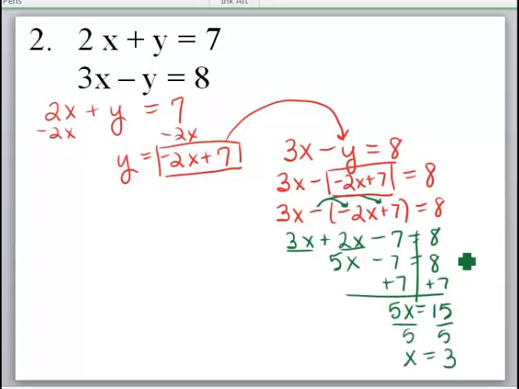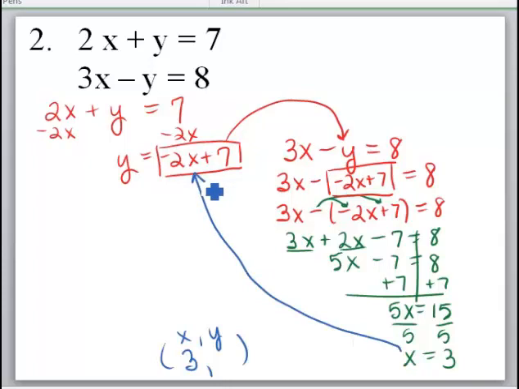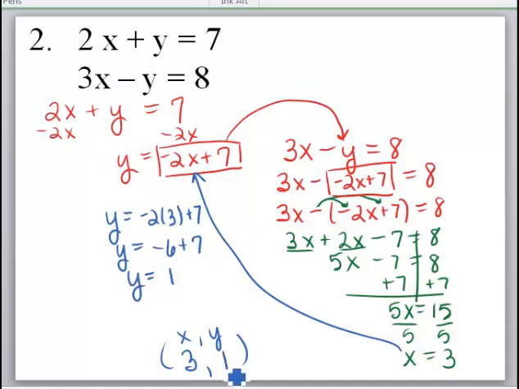Then what we need to do is make an ordered pair, x comma y. The x value is 3, and the y value we find by plugging back in. So we get y equals negative 2 times 3 plus 7. So that would be a negative 2 times 3 is a negative 6 plus 7, which is a 1. So my ordered pair ends up being 3, comma 1. Now you could take that and plug that back in to see if the solution works.